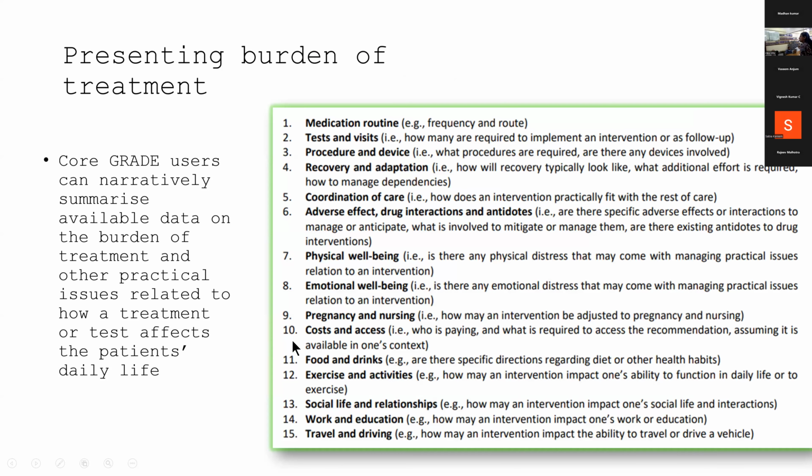And another important thing is actually to present the burden of treatment. So many times in a summary of findings table, you'll probably say, okay, SGLT2 inhibitor is better for a patient. But what does that mean for a patient? Patients will actually want to know, how do you give this medication? What's the frequency? What's the route? They probably want to know what tests and visits they should do to monitor the effect of this intervention.